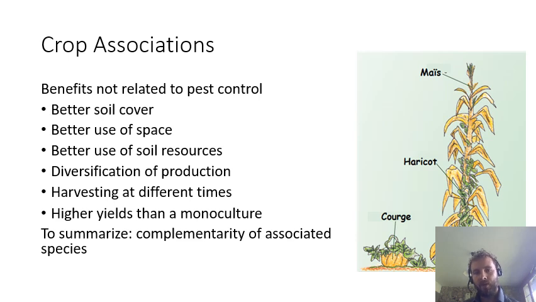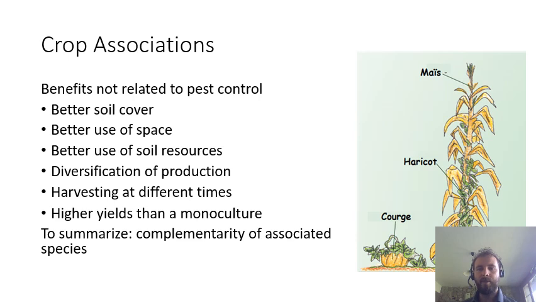So you can either use crops that are complementary in time, so that one crop will cover the ground before the other grows, or you can also use crops that are complementary in space, where one plant will cover the ground and the other will grow more in height.